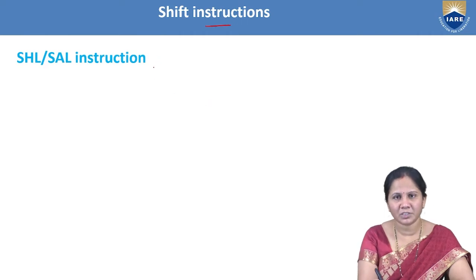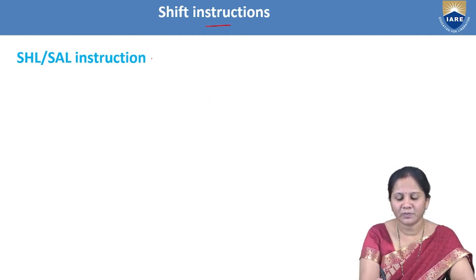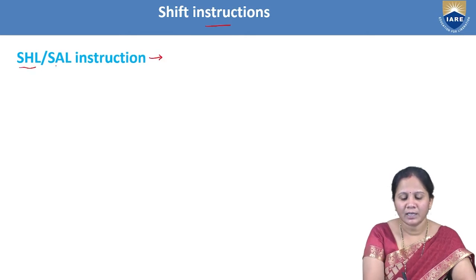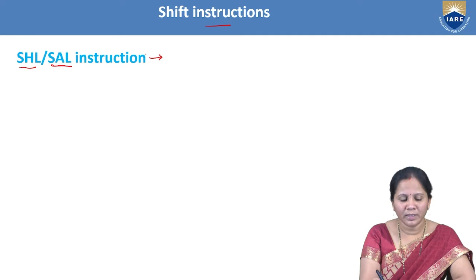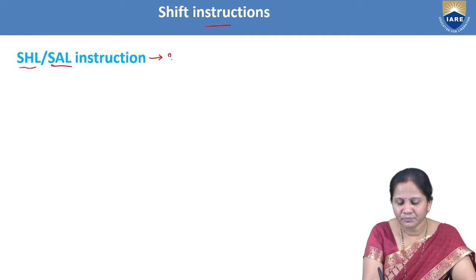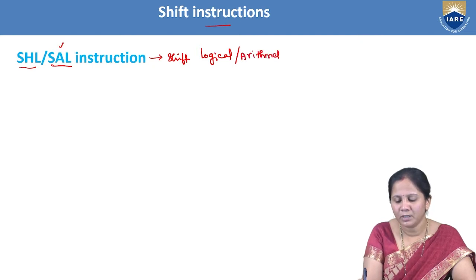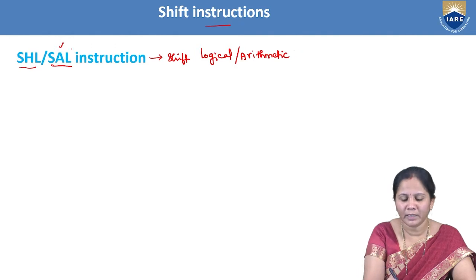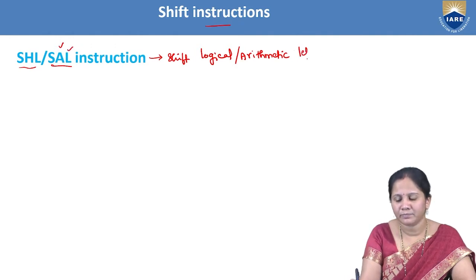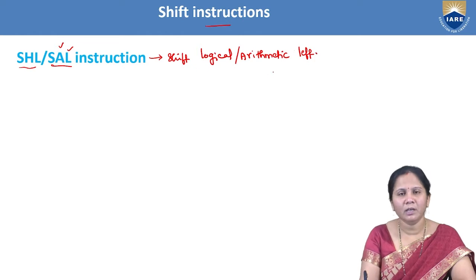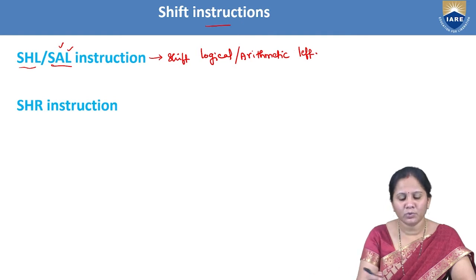We have different shift instructions under this classification. One of the shift instructions is SHL, SAL. Here SHL represents shift logical, and A represents arithmetic. L is left. So shift logical or arithmetic left. This instruction is used to shift the data towards left.